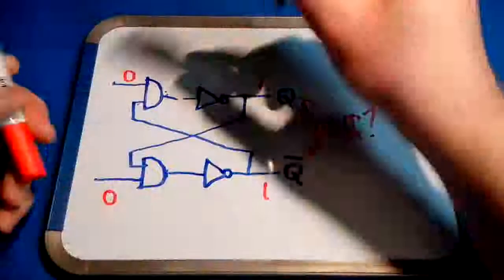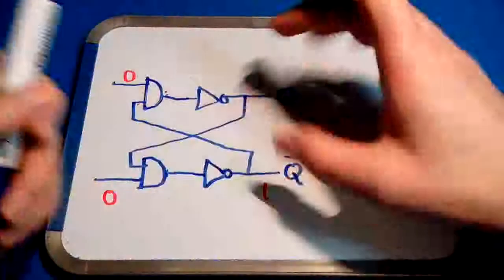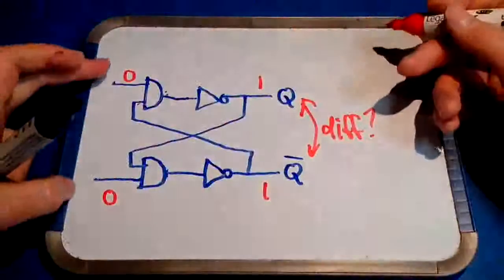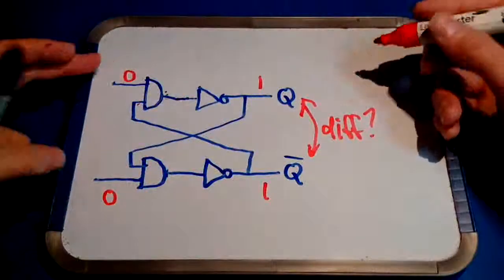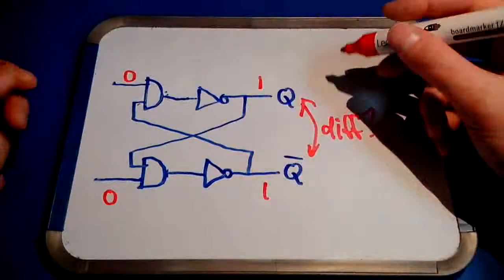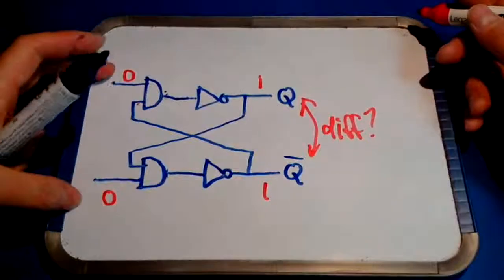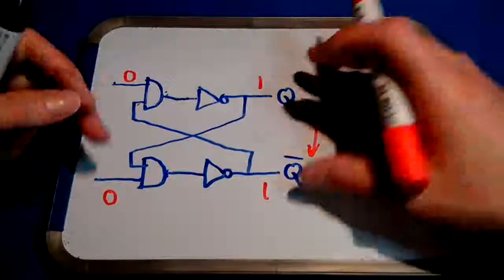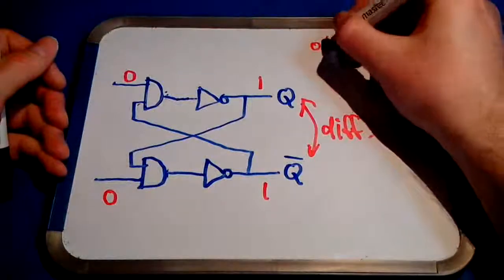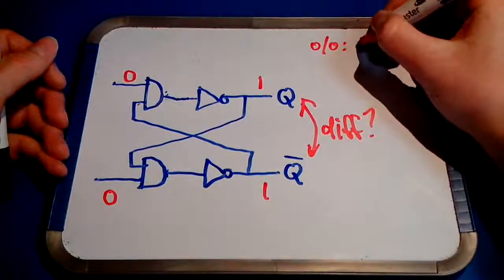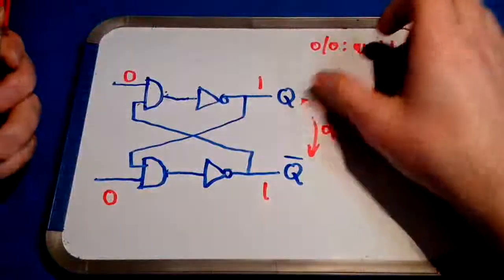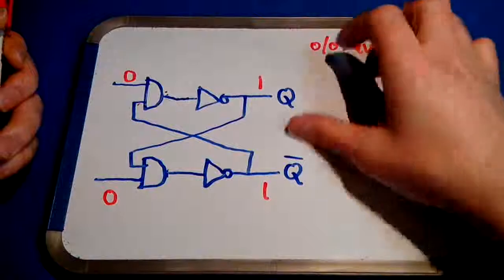So in other words, the only situation in which the outputs can have the same value is when the inputs are both 0. Now this is a situation that you don't want. You want the outputs to be each other's complement. So let's avoid a situation where both inputs are 0 at the same time, and you will always have outputs that have a different value. So inputs of 0, 0: avoid. By doing so, these are always different. And that's nice.